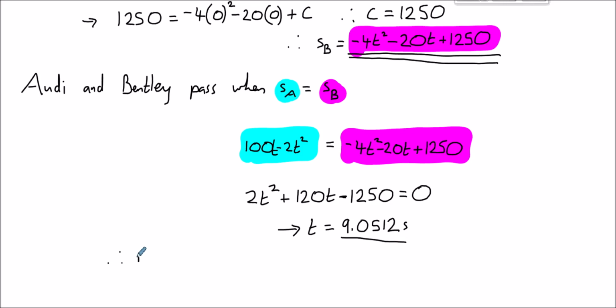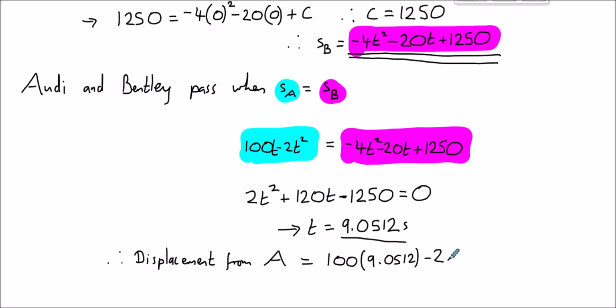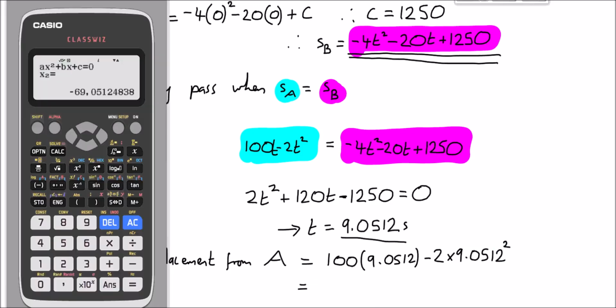So therefore, for the displacement from A when they pass, we can substitute this time into either this blue expression or the purple. It does not matter. So the displacement from A, I think this looks the easiest, to be honest. So let's substitute in 9.0512 into this expression. So we get 100 brackets 9.0512 minus 2 multiplied by this decimal all squared. And let's see what this gives us.